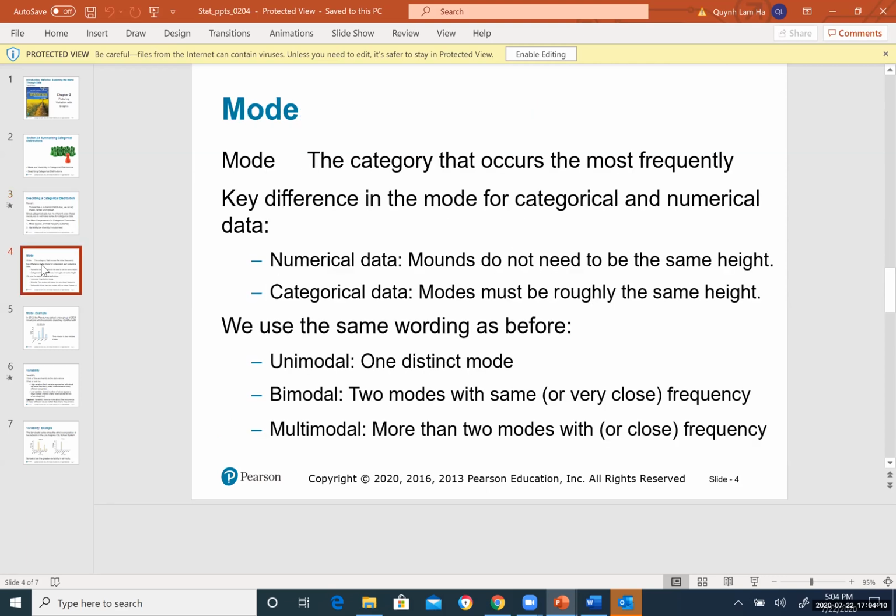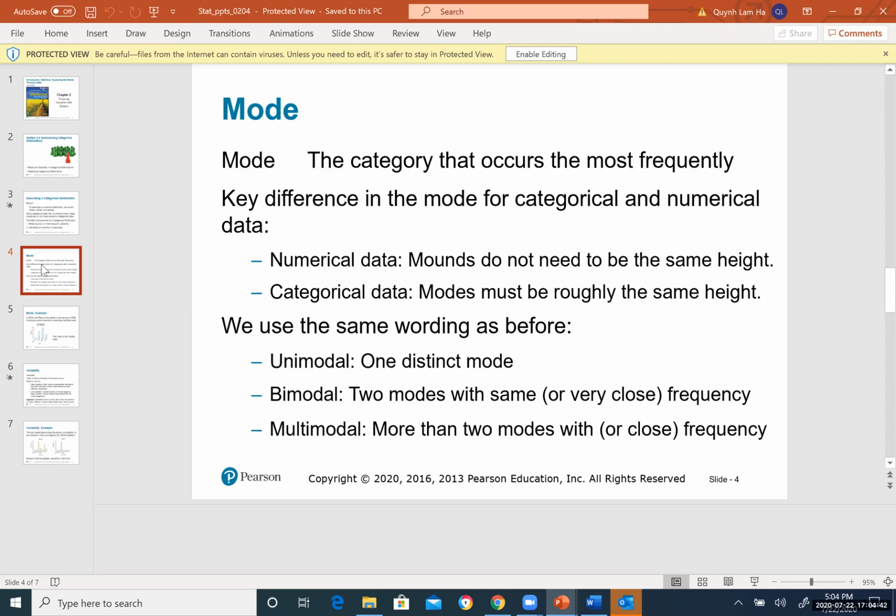So mode is the category that occurs the most frequently. Okay, so here is the key difference in the mode for categorical and numerical data. Let's compare. For numerical data, mounts do not need to be the same height. It's not like they talked about numerical data modes, but they did not include it in the section on numerical data. And I'm sorry for that.